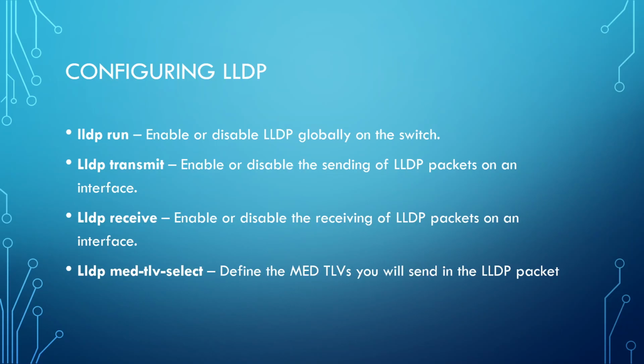So we can say to an interface, okay, you can send LLDP advertising messages, but you can't process or accept LLDP advertising messages. So that allows us to essentially use lldp transmit, enable the sending of LLDP packets, lldp receive, enable or disable the receiving of LLDP packets, all that sort of information. And also lldp med-tlv-select. Again, this allows us to define the media endpoint TLVs that we want to send in the LLDP packet.